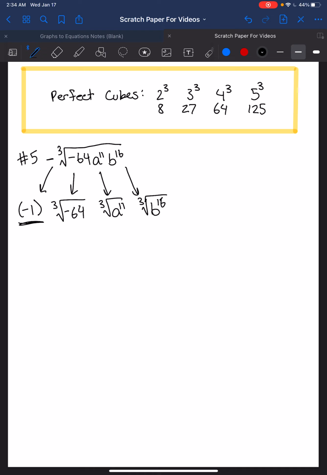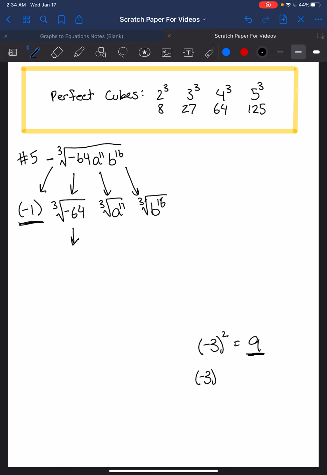Cube root of -64. Now, the golden rule of square roots was we couldn't have negatives under the radical. Cube roots, you can have negatives. Let me demonstrate. I'll do a quick example over here and then I'll erase it. If I do -3 squared, it'll give me +9, guaranteed.